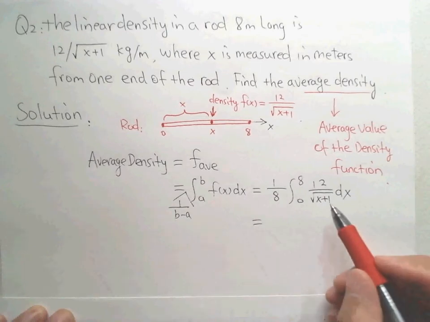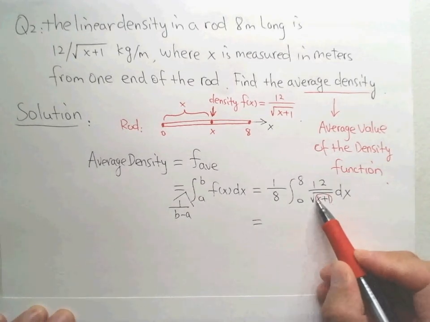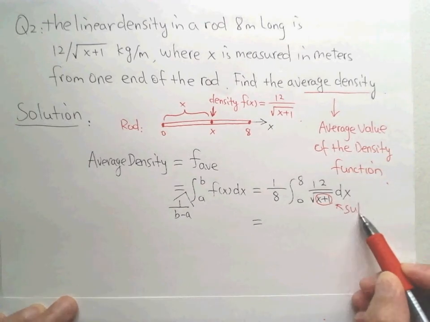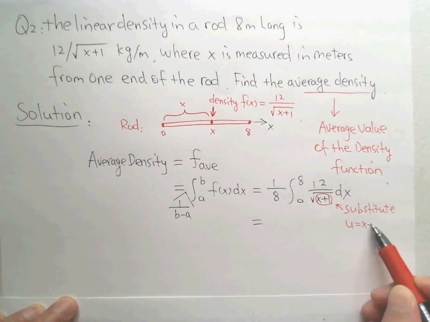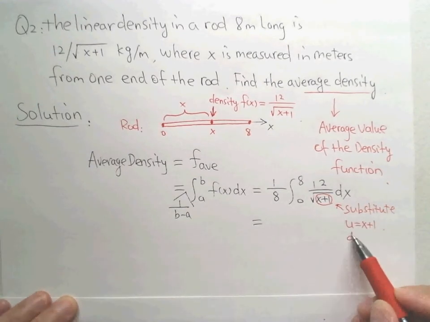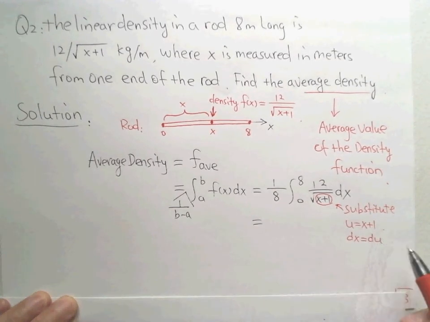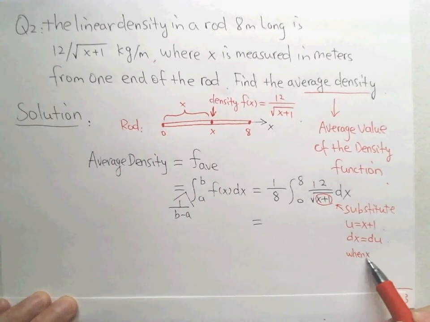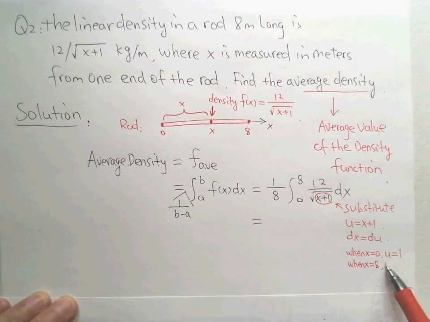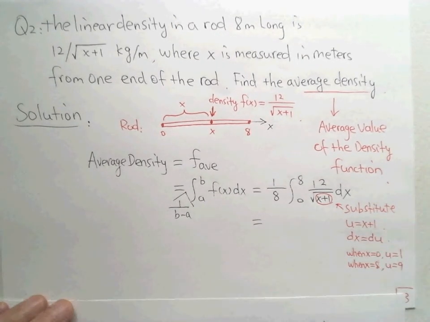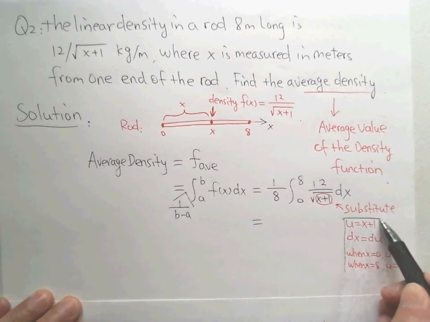This looks complicated. We need to do substitution. It's better to directly substitute this. I do the substitution u equals x plus 1. And then what do we get? dx equals du, right? And then the limits. When x equals 0, u equals 1. Good. When x equals 8, we find u equals 9. That's all we need. This is the substitution.